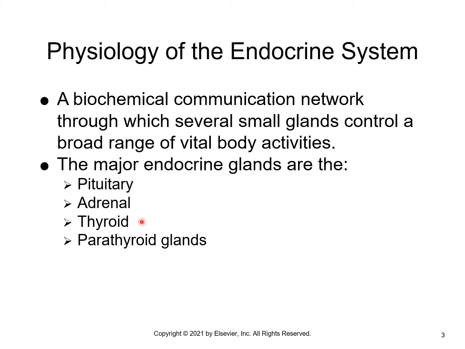The thyroid gland is located in our neck on the anterior aspect and drapes over the trachea. And the parathyroid glands are arranged posterior to the thyroid glands, with one parathyroid gland typically in each of the four lateral margins of the thyroid gland.